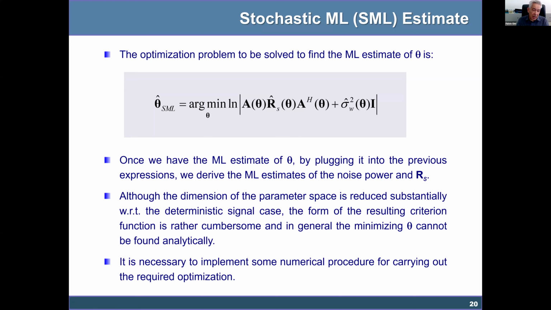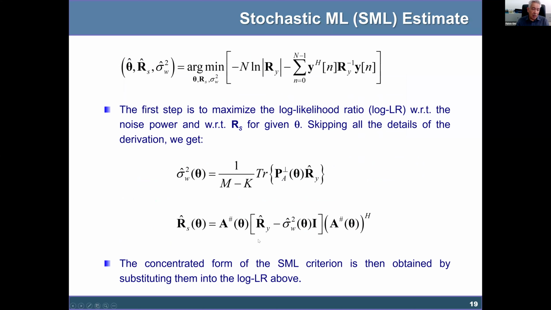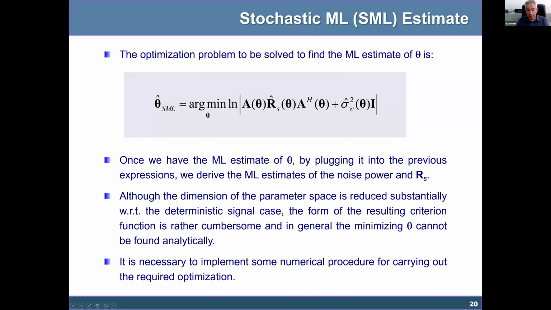Again, it's a K-dimensional optimization problem, so the problem is more or less the same as the deterministic maximum likelihood. And then we find the solution. Once we find an estimate of theta, we plug the estimate of theta here, and we find an estimate of these other parameters. I reported the final expression.